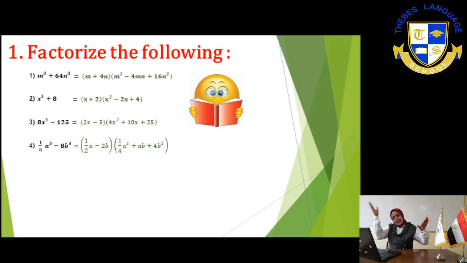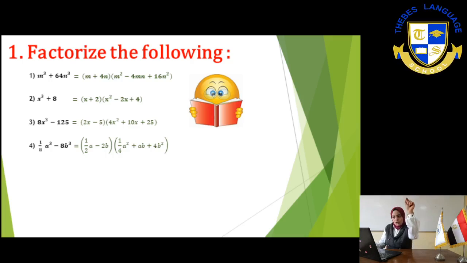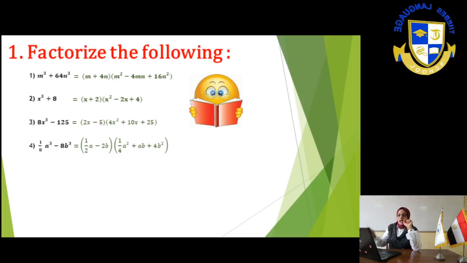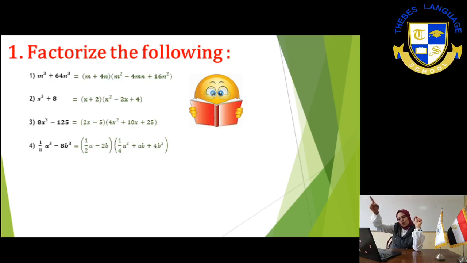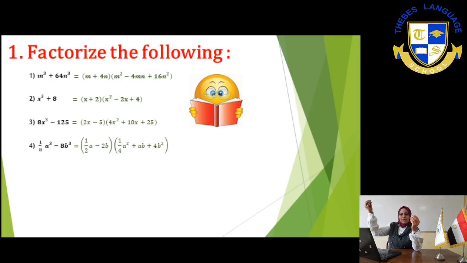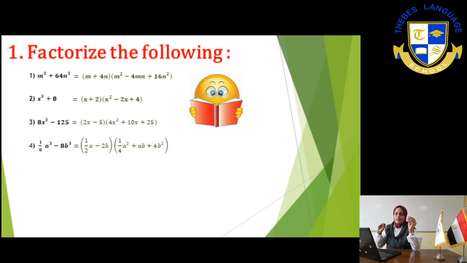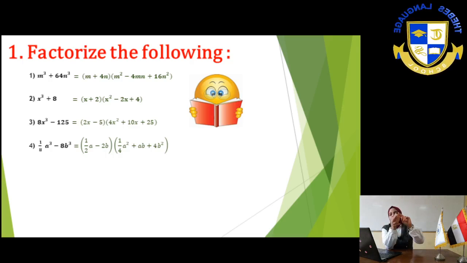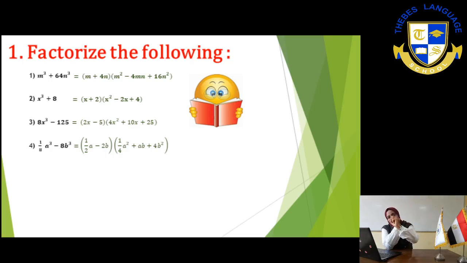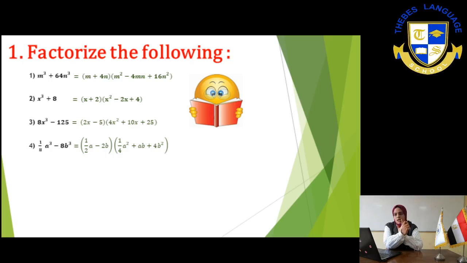To form the second bracket, by taking the power 2 of the first, m to the power 2, it will be m to the power 2. For 4n to the power 2, it will be 16 n to the power 2, as we distribute the power on 4 and n. So it will be 16 n to the power 2. To form the middle term, we will multiply the first term and the second term. It will be 4mn. Then it changes sign. It will be negative 4mn.